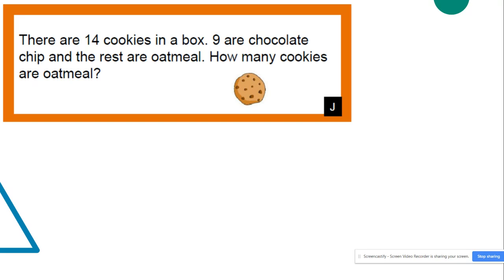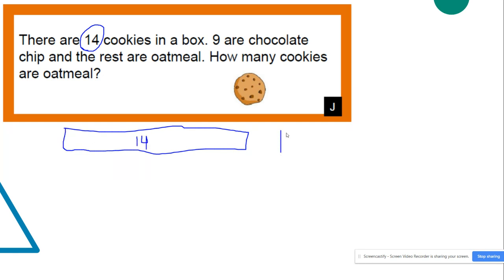There are 14 cookies in a box. 9 are chocolate chip, and the rest are oatmeal. How many cookies are oatmeal? Stop the video here and solve the problem. All right, let's do this again. There are 14 cookies in a box, so you know you have 14. So you should have represented 14. You can do it on the number tape. You could draw 14 cookies and write your number.